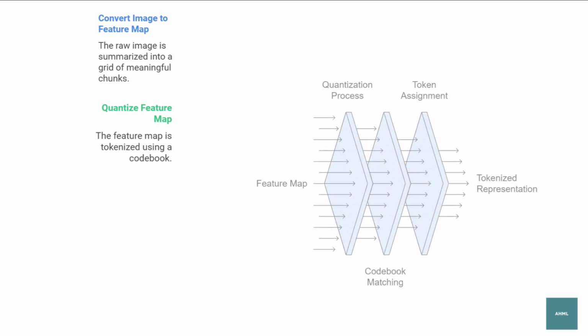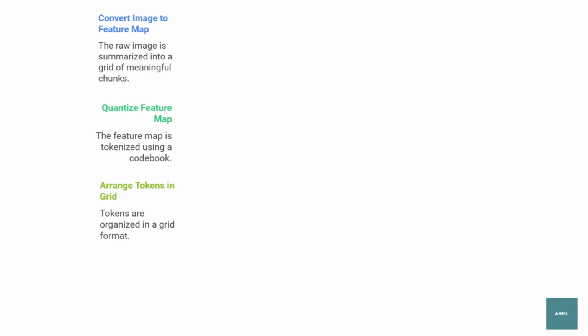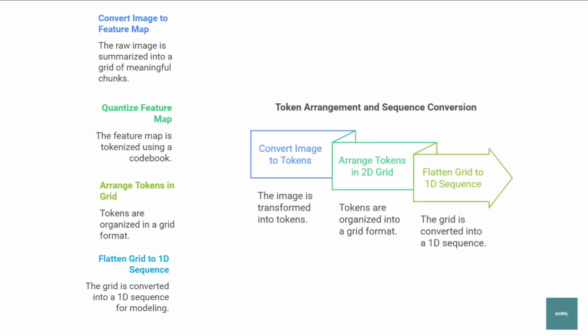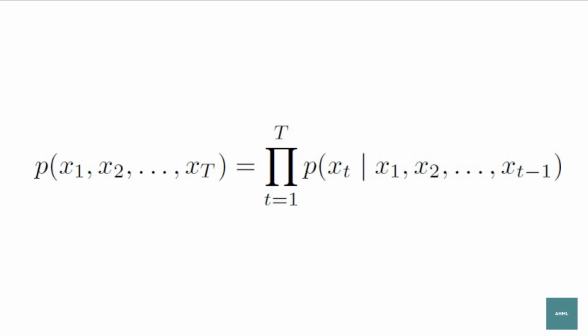The feature map is then quantized using a process called tokenization. A codebook, which is like a dictionary of fixed values, is used to assign a token to each chunk of the feature map. For every chunk in the feature map, the nearest value in the codebook is selected as its token. This is done using a lookup function. Once the image has been converted into tokens, they are arranged in a grid. The 2D grid is then flattened into a 1D sequence row by row, just like how we read text.